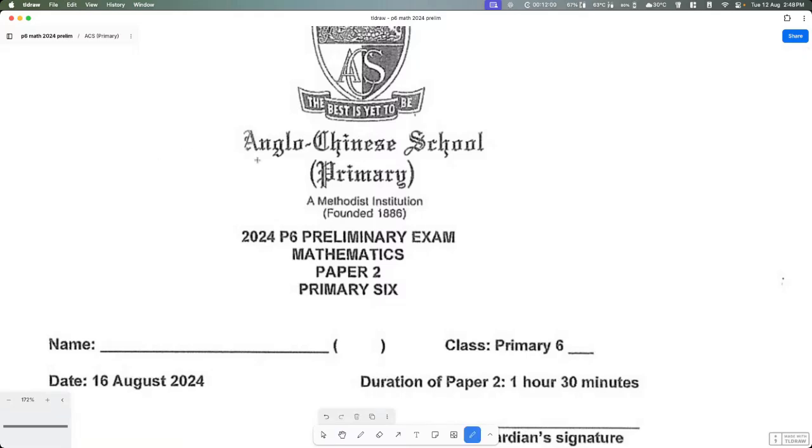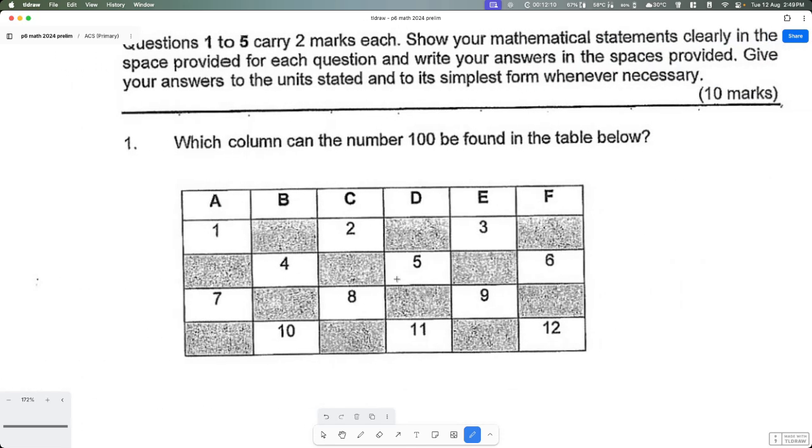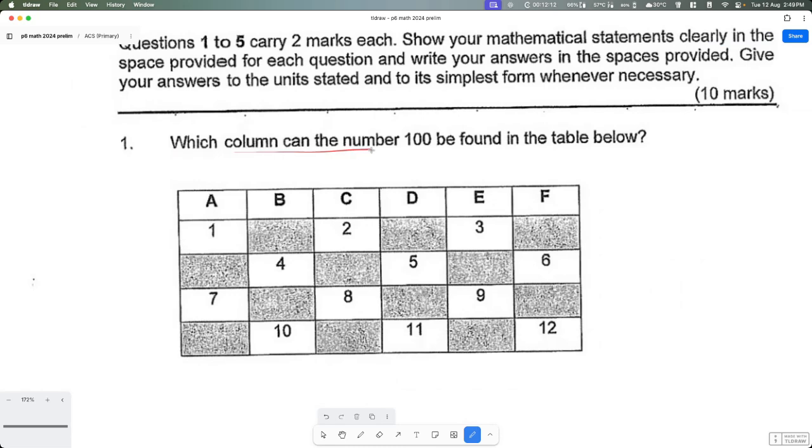In this video, we're going to go through Anglo-Chinese School Primary 2024 Primary 6 Preliminary Exam Mathematics Paper 2. So let's get started on the first question. Which column can the number 100 be found in the table below?